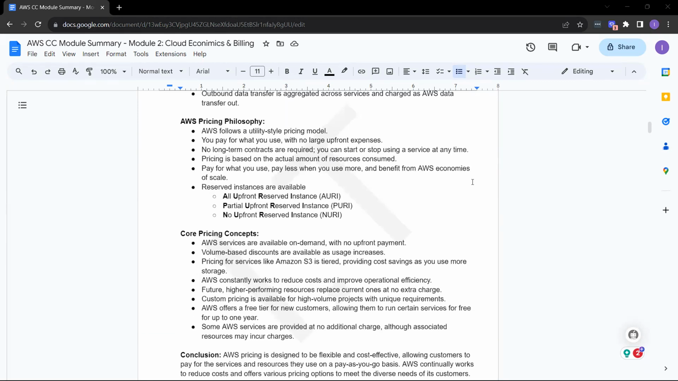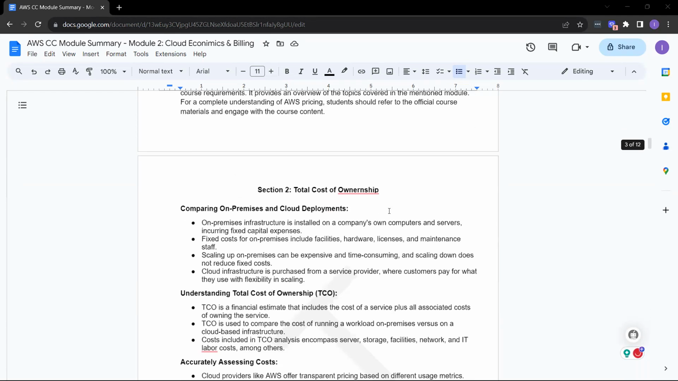We also looked at another one called the EC2 Instance Savings Plans, where customers commit to an hourly spend, right? You commit to an hourly spend. So this is a little different from the reserved instances. Anyway, let's move on.